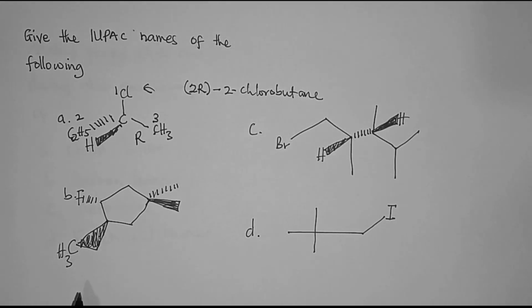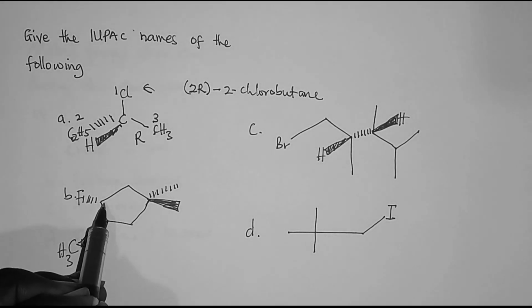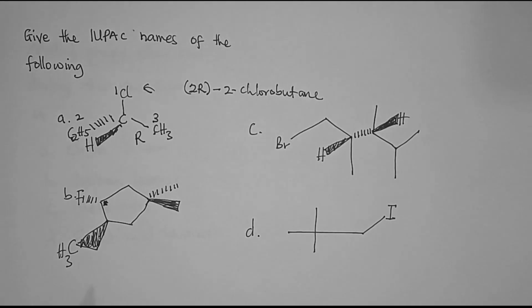Let's come to B. Is there any stereochemistry in the molecule B? You can see that this is a chiral center because it has 4 different atoms connected to it. This atom is different from this one, and then also different from the fluorine group, and there is a proton at the back. So that is a chiral center.